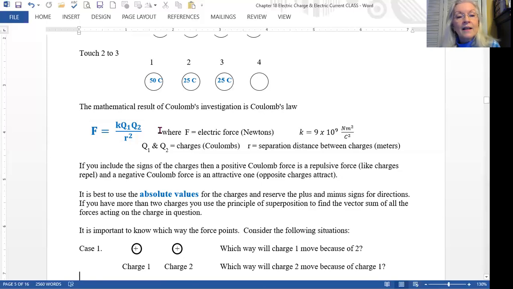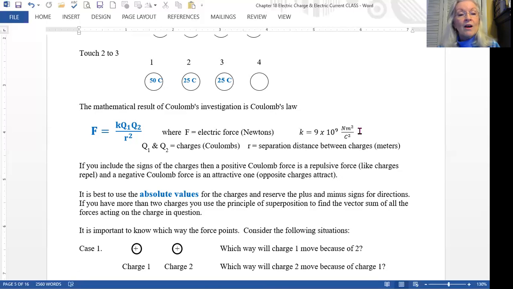You can see that F is the force. It would be measured in newtons because we measure force in newtons. Q1 and Q2 are charges, so they have to be measured in coulombs. R is a distance, so it has to be measured in meters. Little k is a brand new constant for us. Little k is equal to 9 times 10 to the 9th newton meter squared per coulomb squared. You do not need to memorize little k's value. It'll be provided for you on the quiz.